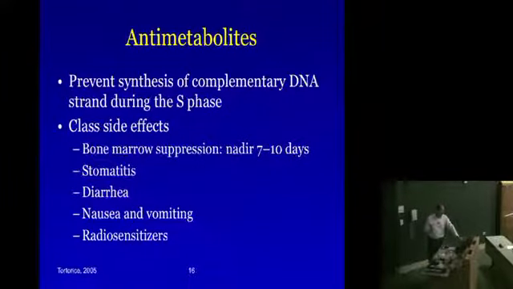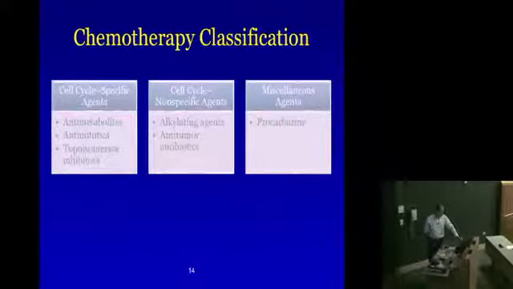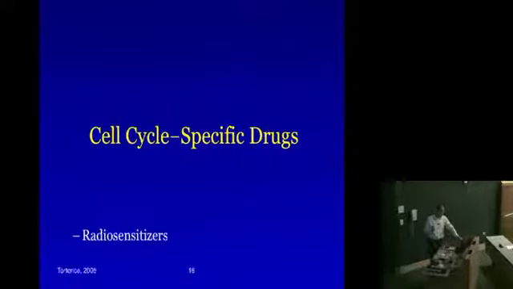And so the cycle-specific agents, you're going to have the antimetabolites, the antimitotics, and the topoisomerase inhibitors. In the non-specific agents, we have alkylators and antitumor antibiotics, and then procarbazine is in the miscellaneous box.